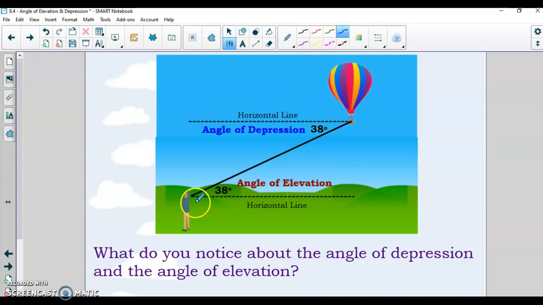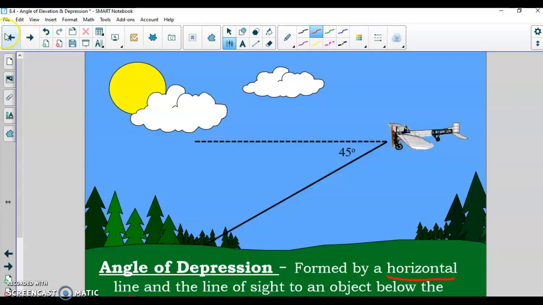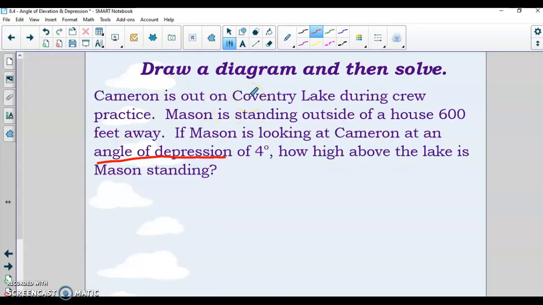The reason why is, think about these two horizontal lines. If they're both going straight across from left to right, they have to be parallel to each other. Then we have this line that intersects those two parallel lines. We've called that a transversal in the past. These two angles that are on opposite sides of the transversal, but both inside those parallel lines, are going to be alternate interior angles. So that's why an angle of depression will always be congruent to an angle of elevation down here in the diagram. The reason I bring that up is because in this example, you're going to see how that comes into play.